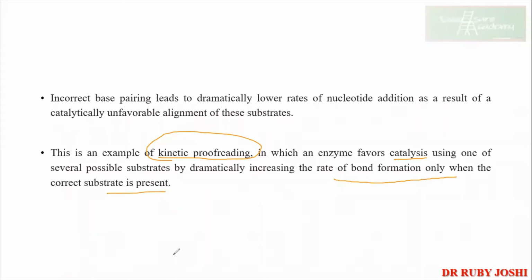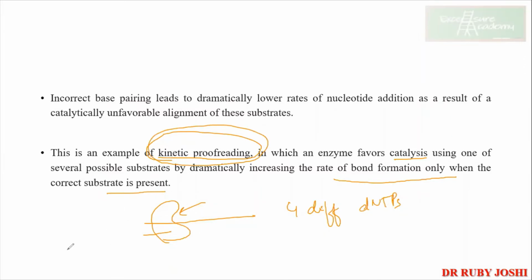So DNA polymerase has high kinetic proofreading because incoming nucleotides will be coming. Okay, so very fast, just based on the correct base pairing only, the bond is formed. Among all the 4 different dNTPs, DNA Pol is able to pick the correct nucleotide based on the correct base pairing. Okay, so this is kinetic proofreading, and later we'll see how fast DNA polymerase can carry out the replication.